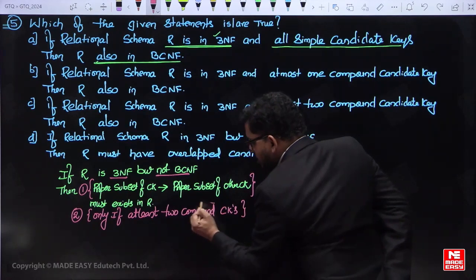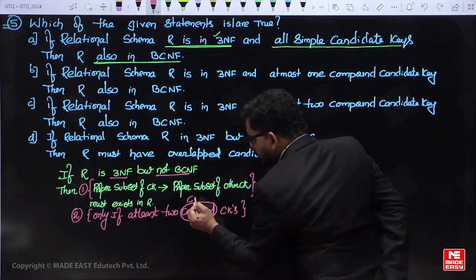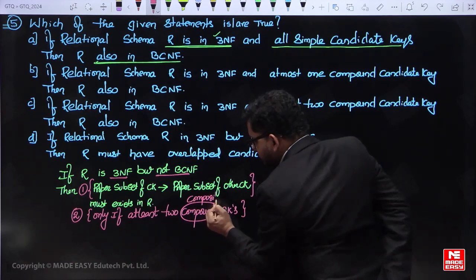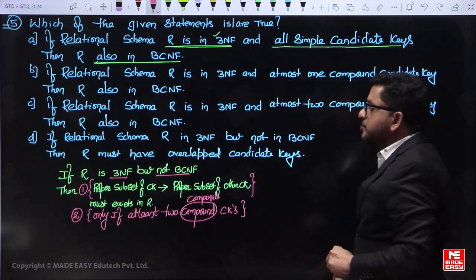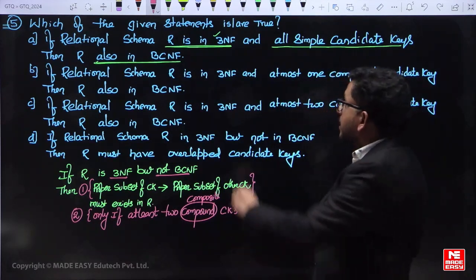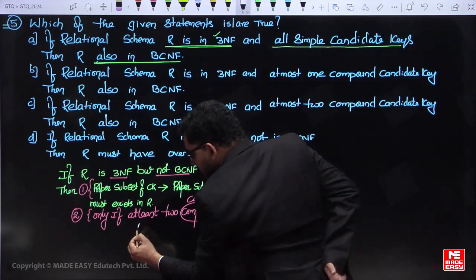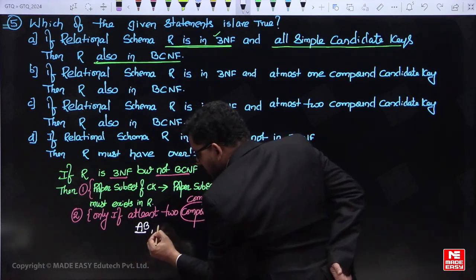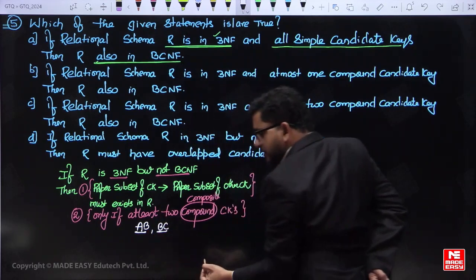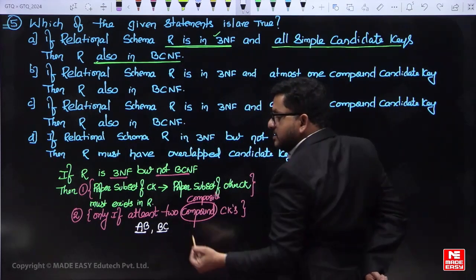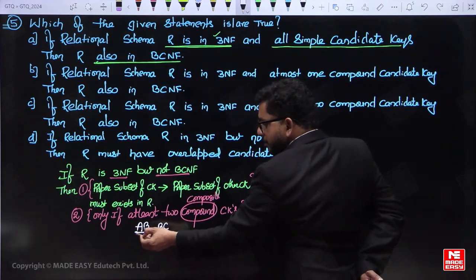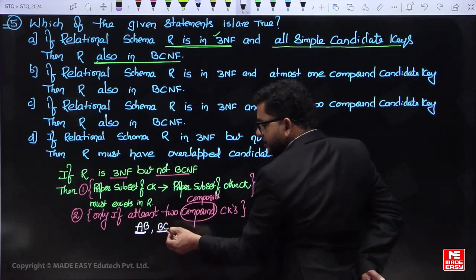Compound, or we can say composite. Composite candidate key means two or more attributes form the key. So assume there is one candidate key AB and some other candidate key BC. This kind of candidate key is called a composite candidate key, where two attributes form the key.